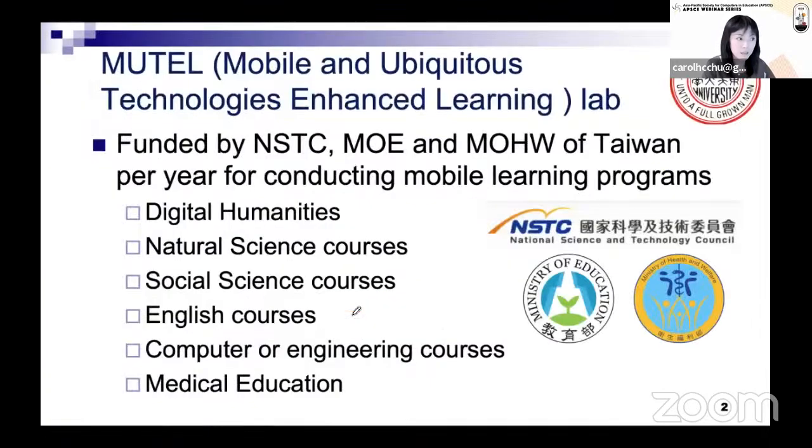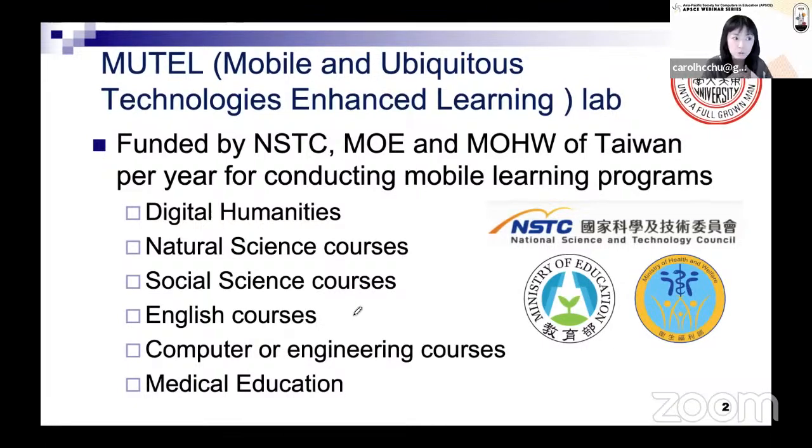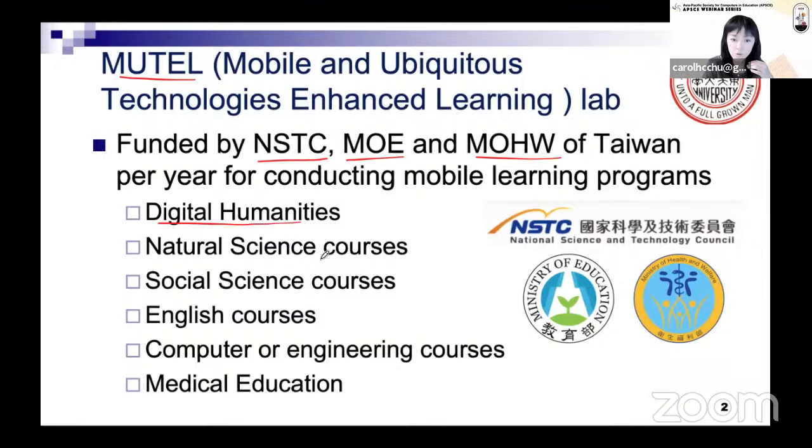Before I begin my talk, I would like to take a moment to introduce my research lab, the Mutel Lab. The Mutel Lab is the mobile and ubiquitous technology enhanced learning lab. Over the years, we have received funding from various institutions, including the National Science and Technology Council, the Ministry of Education, and the Ministry of Health and Welfare in Taiwan. We receive about 4 million NT dollars in funding per year to do mobile learning and game-based learning research. We are doing research in many courses, including digital humanities, natural science, English, computer engineering, medical education, and so on.